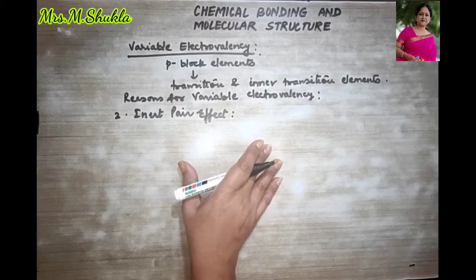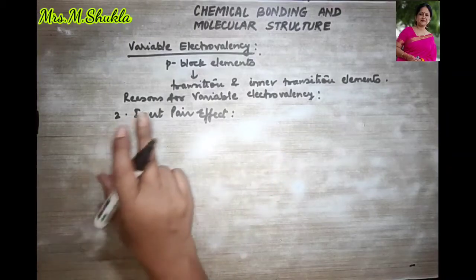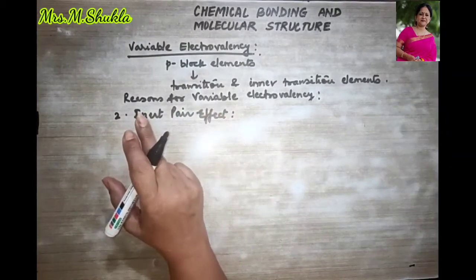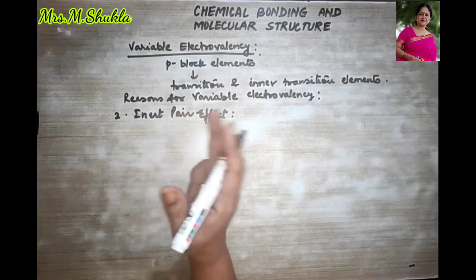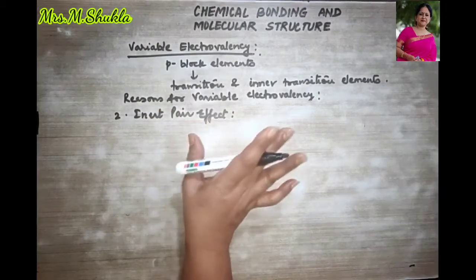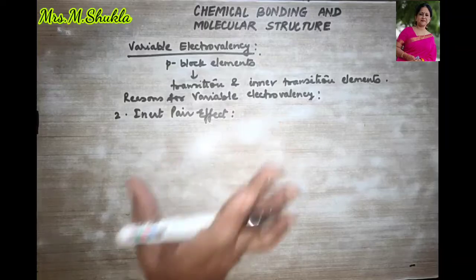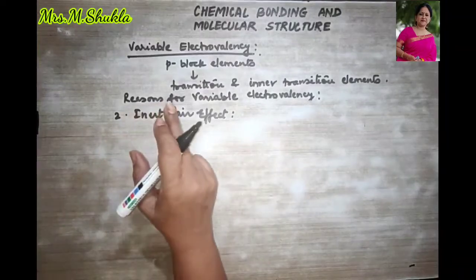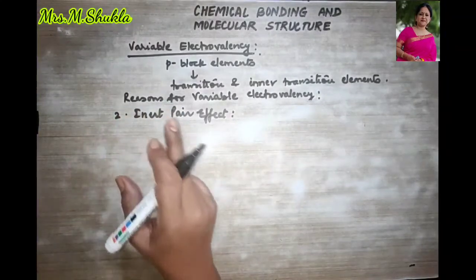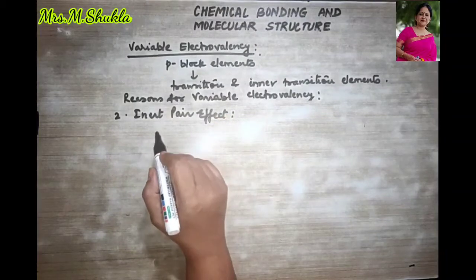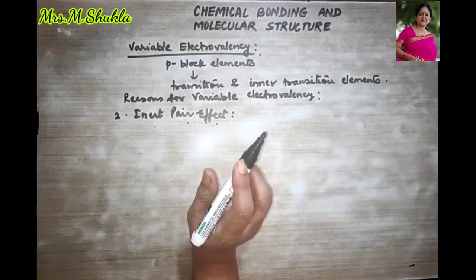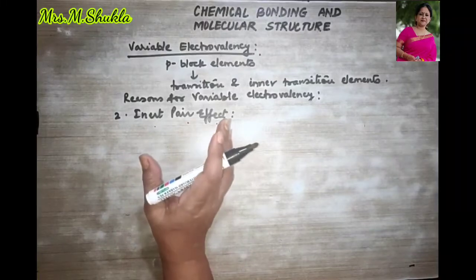lower valencies. That is, only electrons present in the p shell are lost and your ns2 electrons remain intact, right? So the reluctance of that s electron pair to take part in the bond formation is known as inert pair effect. Again, I repeat, what did I say?